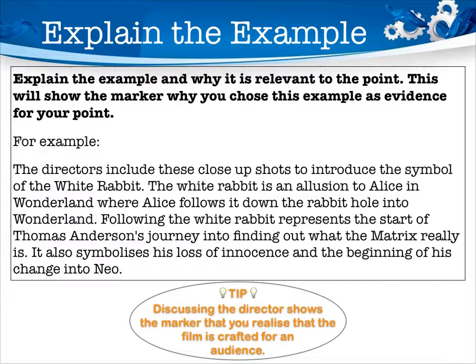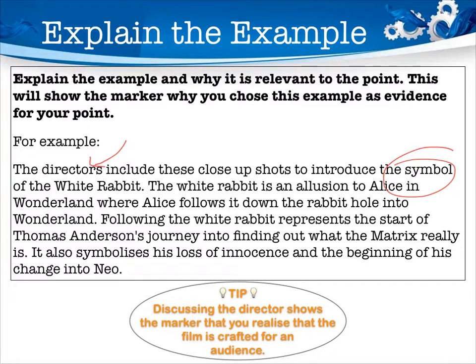Once again, we're going to explain the example. The directors include these close-up shots to introduce the symbol of the white rabbit. The white rabbit is an allusion to Alice in Wonderland, where Alice follows it down the rabbit hole into Wonderland. Following the white rabbit represents the start of Thomas Anderson's journey into finding out what the Matrix really is. It also symbolises his loss of innocence and the beginning of his change into Neo.